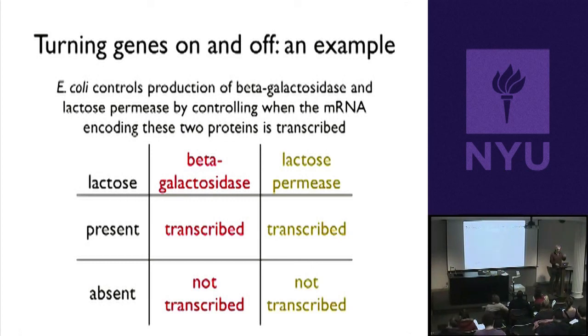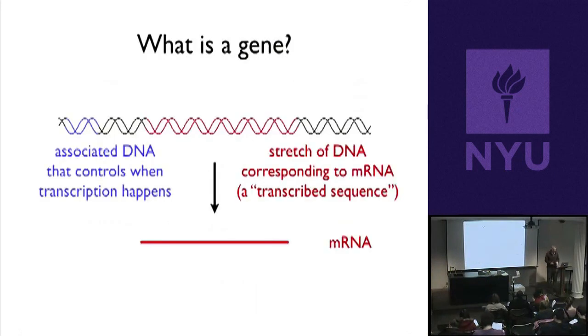Okay, so in the remaining time, what I want to discuss is how the cell actually does this. How does the cell know to turn the gene on at the right time? If you remember when we were discussing the definition of a gene, I said there's the stretch of DNA that actually corresponds to the messenger RNA that gets transcribed. But then there are other sequences next door that control when the transcription actually happens. I called those regulatory sequences, but I didn't say much more about those.